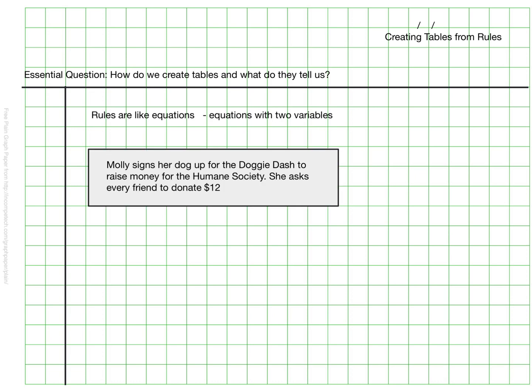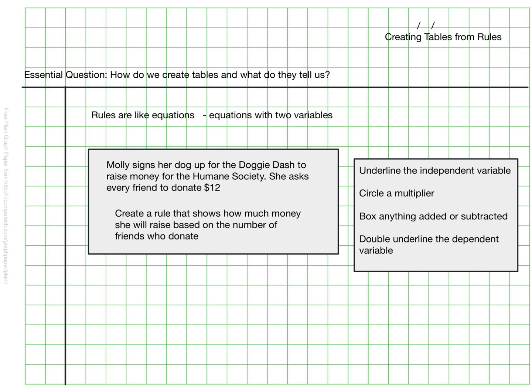We'll start by looking at this situation. Molly is going to sign her dog up to run the doggy dash, which will raise some money for the Humane Society. She wants every friend or family member to help her by donating $12 for her dog to run the dash. So we're going to create a rule to show how much money she would raise based on the number of friends who pledged to donate.